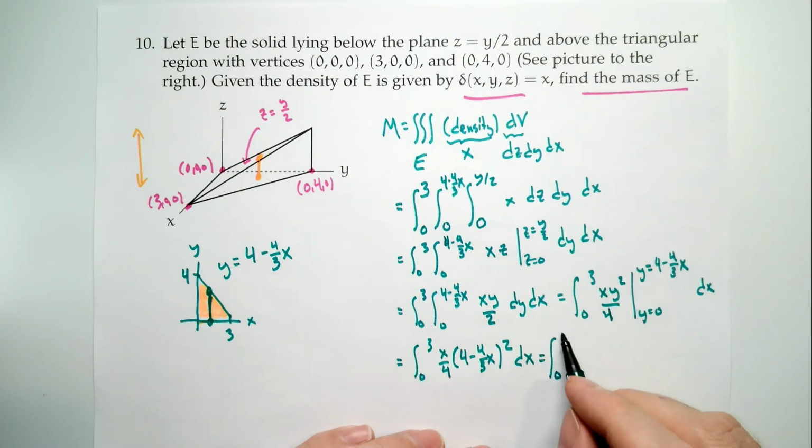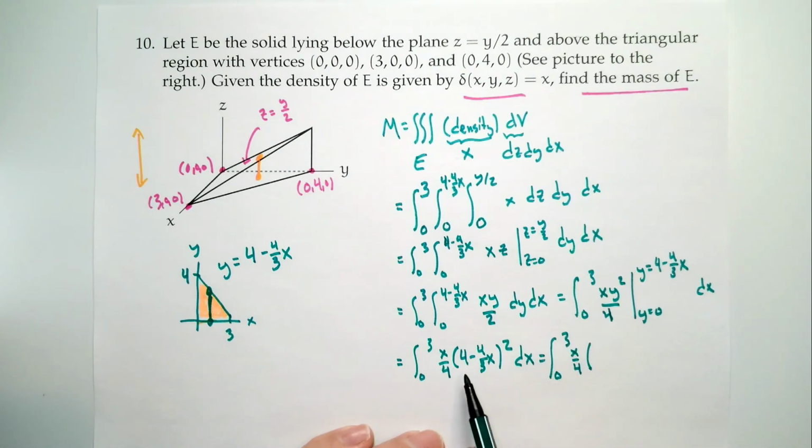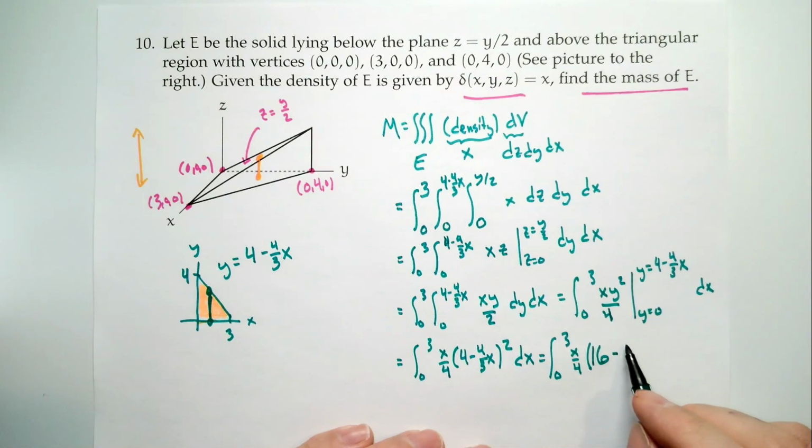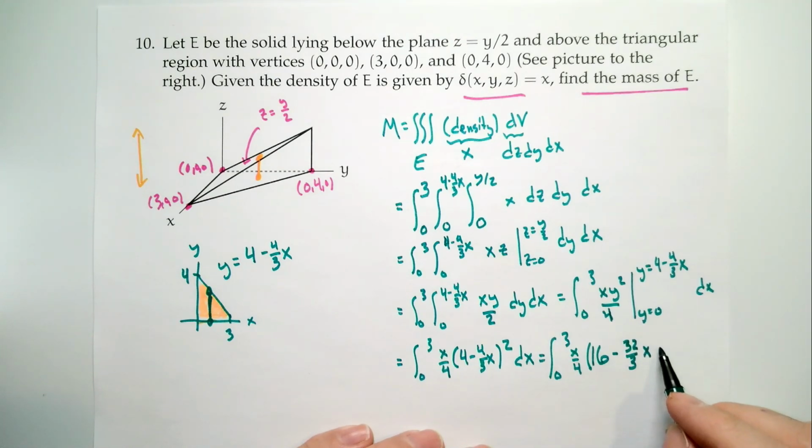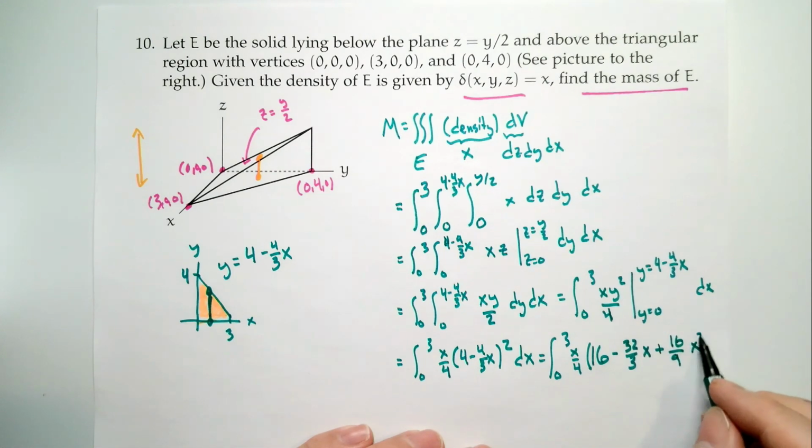Okay, 0 to 3. So we have x over 4. Let's be careful, work our way through it. 4 squared, that's 16. Then minus, that's my a squared, minus 2ab. So minus 4 times 4/3 x times 2 will give us 32/3 x. Then plus, we've got to square that term, 16 over 9 x squared.